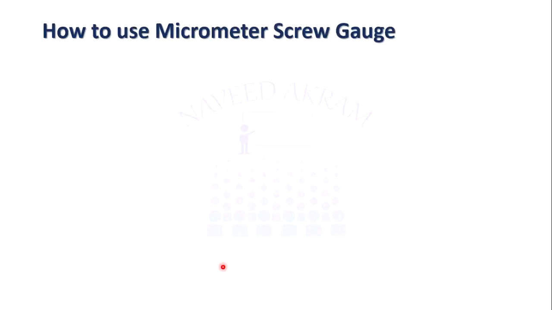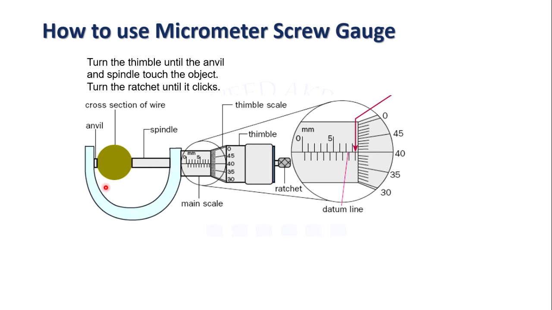Okay, now let's see how to use micrometer screw gauge and how to take reading from micrometer screw gauge. This is important, and if you are not clear about it, you have to pay attention to it. First of all, you have to turn the thimble until this anvil and spindle touch the object. Then you have to turn the ratchet until it clicks. जब क्लिक की आवाज आ जाए तो उसके बाद आपने रीडिंग ले लेनी है.